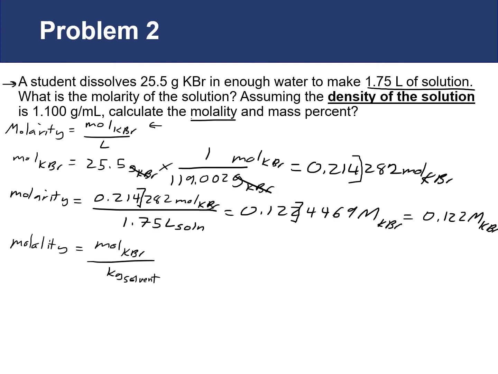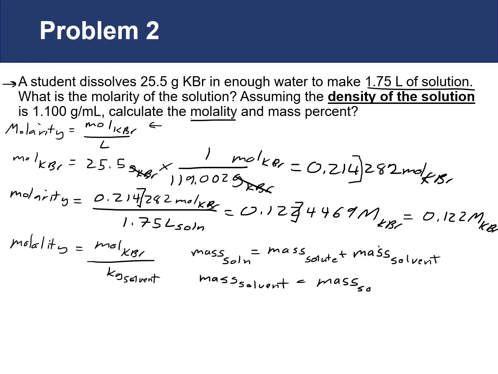So our total mass, or the mass of our solution, is equal to the mass of the solute plus the mass of the solvent. Rearranging this to solve for the mass of the solvent, which is what we're after, the mass of our solvent is equal to the mass of our solution minus the mass that comes from the solute, which in this case would be our potassium bromide. So if we find the mass of our solution, we can then subtract the mass of the solute, which was given in the problem, and that will give us the mass of the solvent.